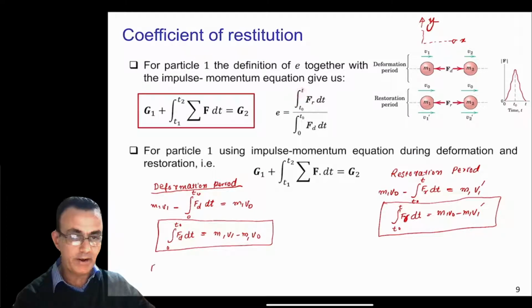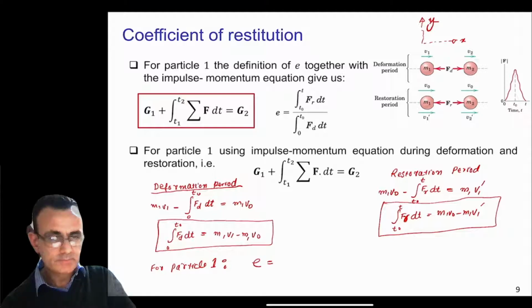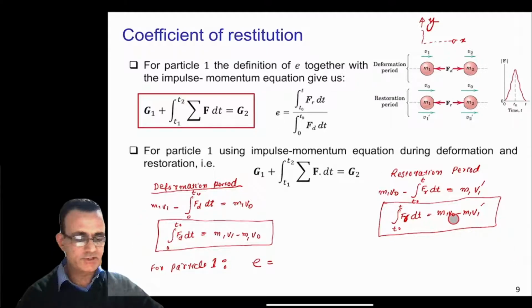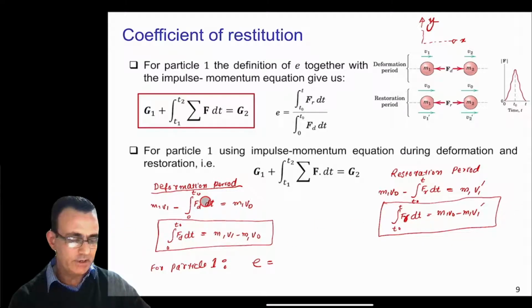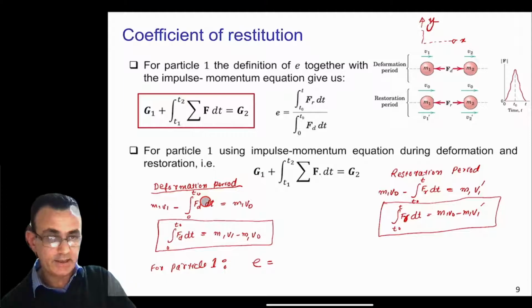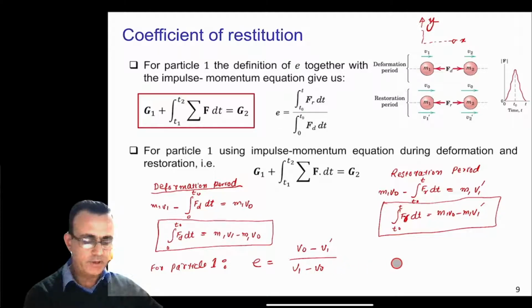So now for particle 1, you will have E. You will just divide this equation, m1 v naught minus m1 v1 dash, by this equation, which is m1 v1 minus m1 v naught. Because m1 is everywhere, it will just cancel, and what you end up with is (v naught minus v1 dash) divided by (v1 minus v naught). We end up with this equation for particle 1.